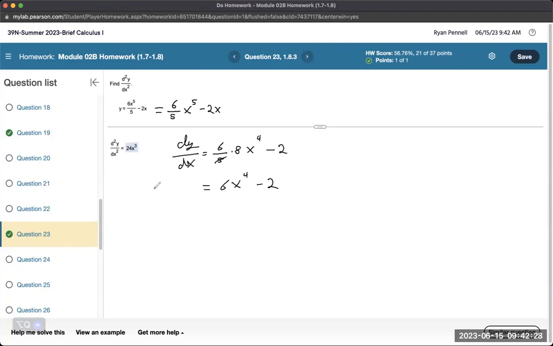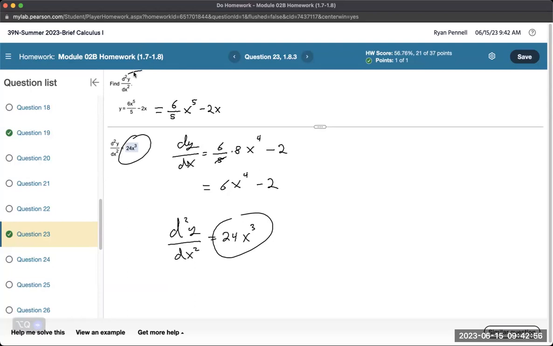Now, to find the second derivative, take the derivative of this, d squared y over dx squared. Bring down the 4, 4 times 6 is 24, x to the 3rd, the constant goes away. So we're left with 24x cubed. If you want to find the second derivative, that's what that 2 is telling us. You take the derivative of the derivative.